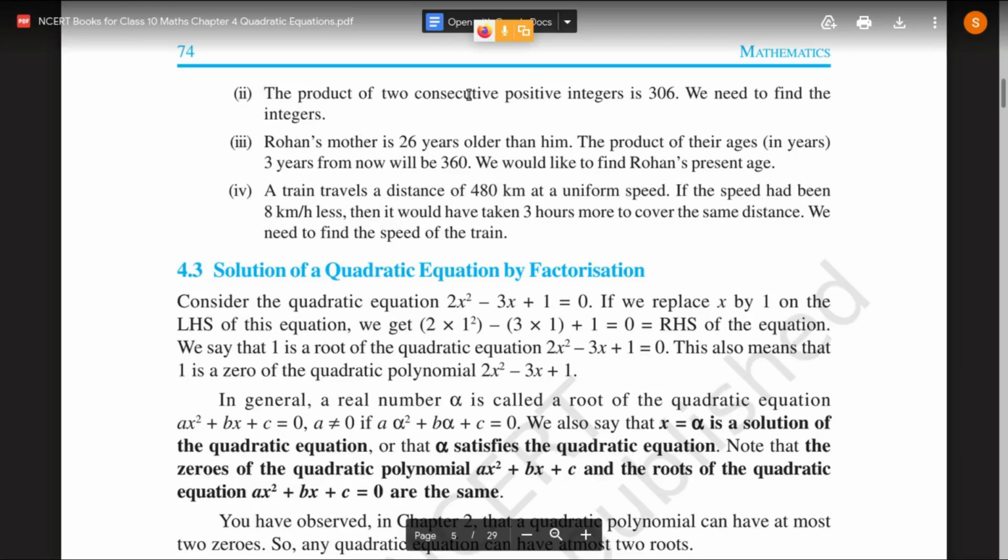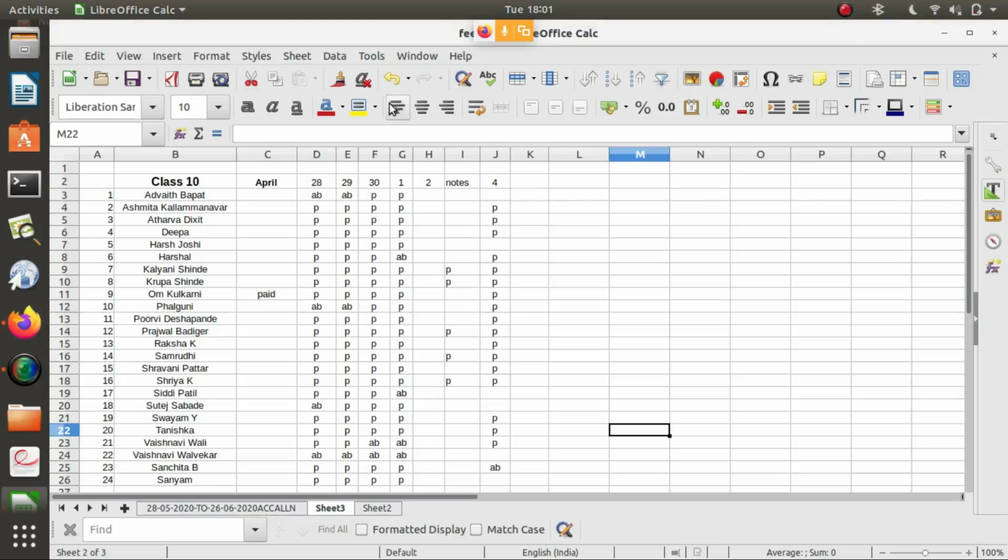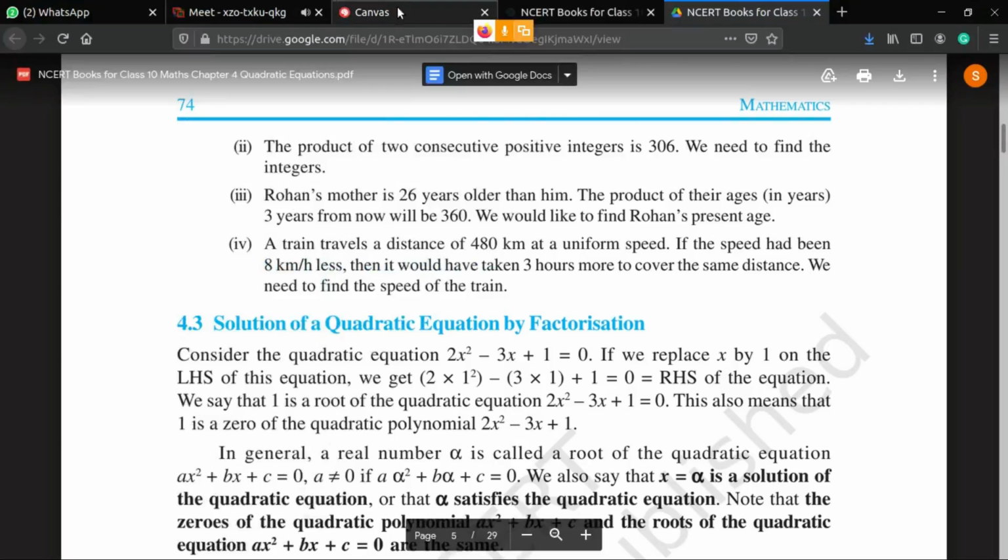So again, the first sentence: the product of two consecutive positive integers. So what is the meaning of consecutive positive integers? What are consecutive positive integers? Give me an example of consecutive positive integers. Sir, 1, 2. Okay, 1, 2. Very good. Any other example? 3, 4. Minus 1? Positive integers, consecutive positive integers, you can't take minus 1. Consecutive positive integers 11, 12.